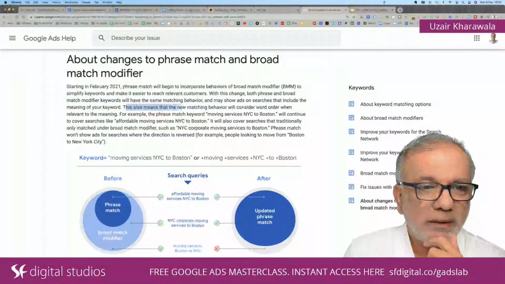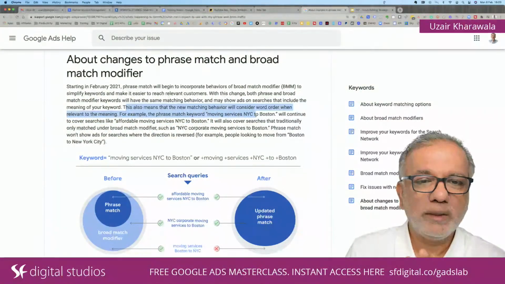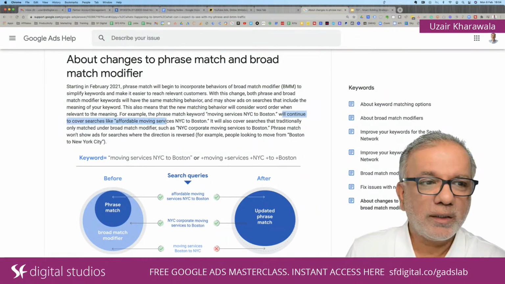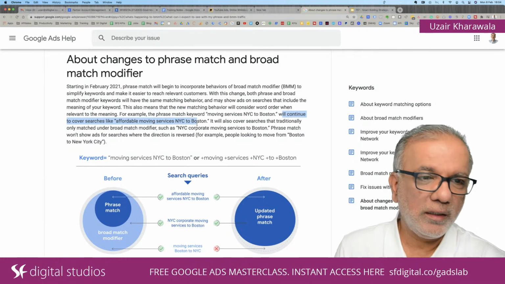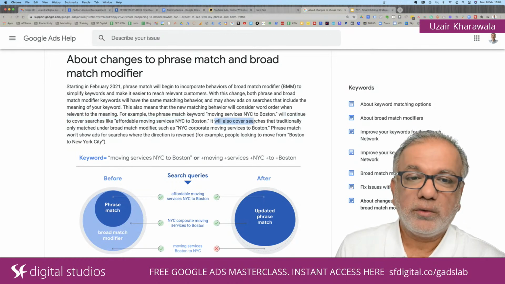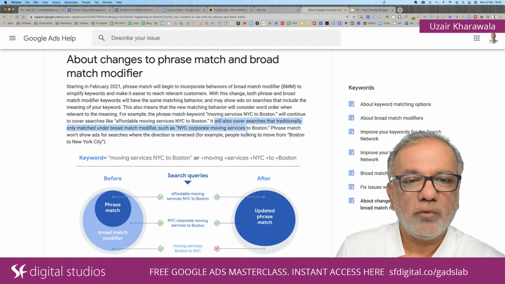This also means that the new matching behavior will consider word order when relevant to the meaning. For example, the phrase match keyword moving services NYC to Boston will continue to cover searches like affordable moving services NYC to Boston, which is fine. It will also cover searches that traditionally only matched under BMM, such as NYC corporate moving services to Boston.